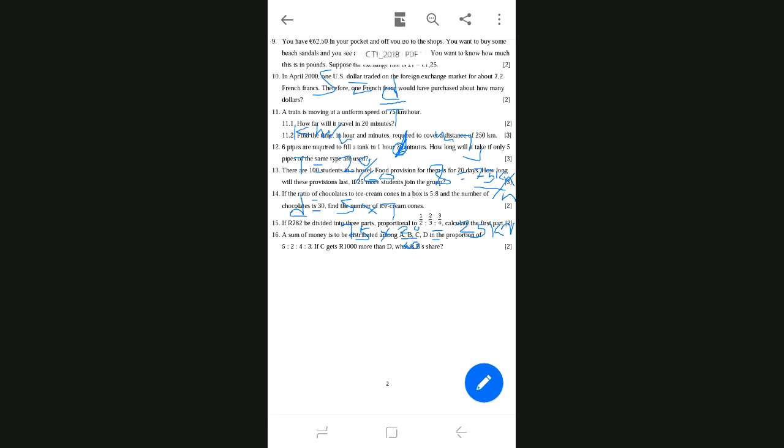So, are there any questions with 11.1? Okay, then we are going to go to 11.2. 11.2 says: find the time in hours and minutes required to cover 250 kilometers.